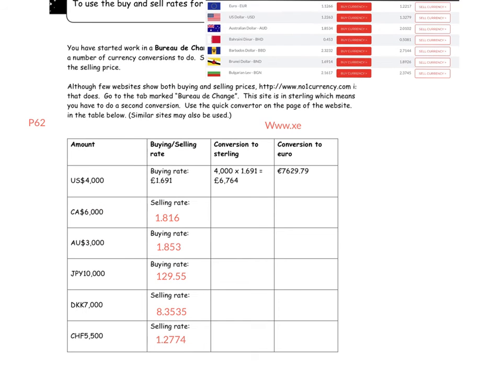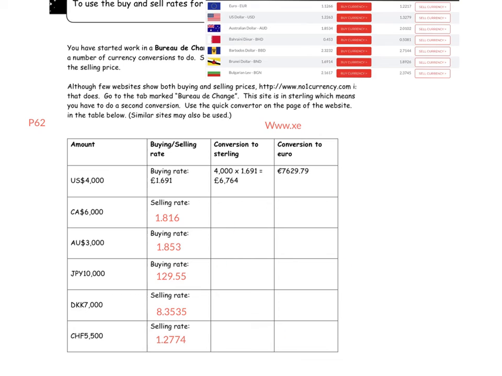Okay, page 62 is about how to use the buy and sell rates for currency conversion. So basically you need to go to the website that shows you both buying and selling price, as you can see in here, and you have an example of the website. I just took a screenshot. On this website, you will have different currencies and then buying and selling rates. And I did it for you in here, so you have all the rates in the table already.